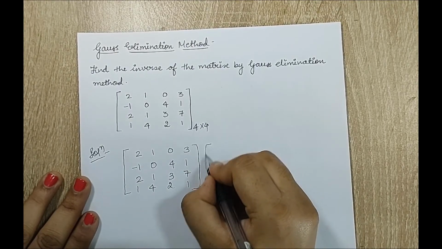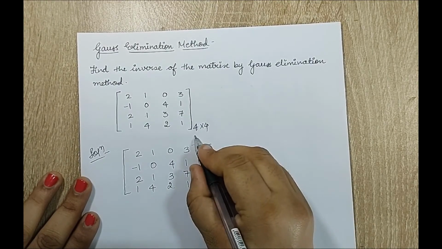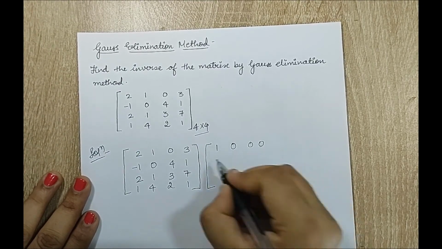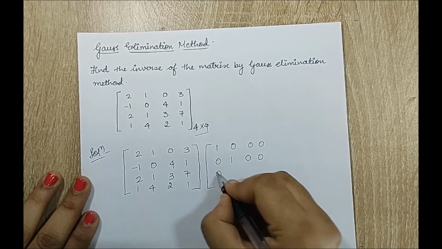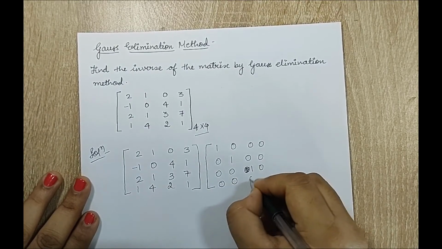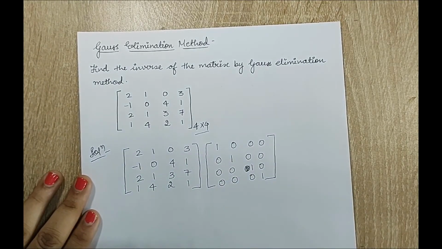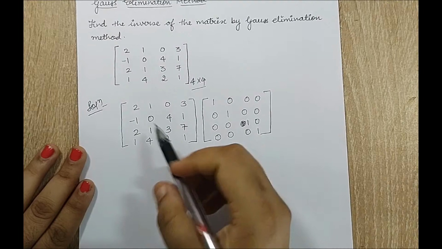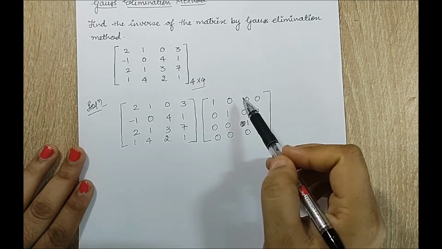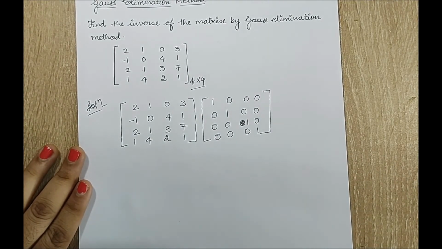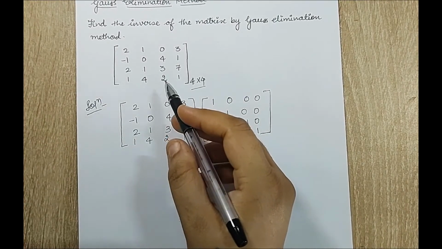Since it is 4 by 4, I am going to multiply a unit matrix of the same order, which means it should be a 4 by 4. So 1, 0, 0, 0, 0, 1, 0, 0, 0, 0, 1, 0 and 0, 0, 0, 1. So this will be my unit matrix. Now I am going to convert this matrix into this form, and the unit matrix which I have written will ultimately get converted into a different matrix altogether with different elements and that will be the inverse of this matrix.